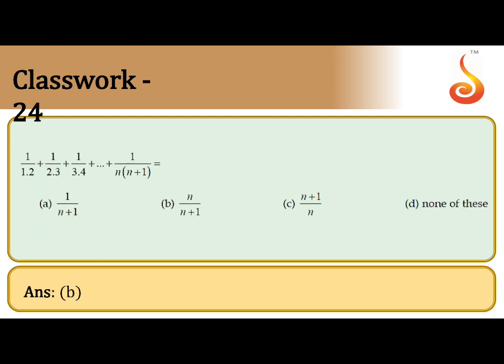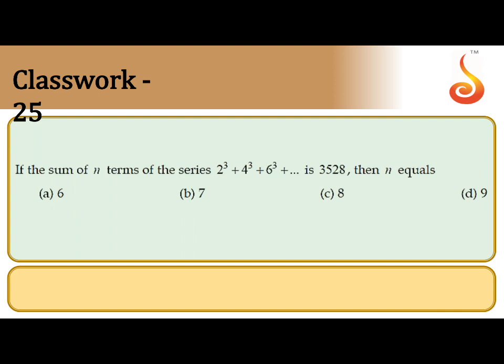So check the answer. B is correct. So next question. The sum of n terms of the series 2 cube plus 4 cube plus 6 cube and so on equals 3528. What is the value of n?